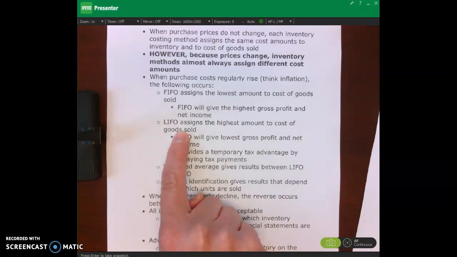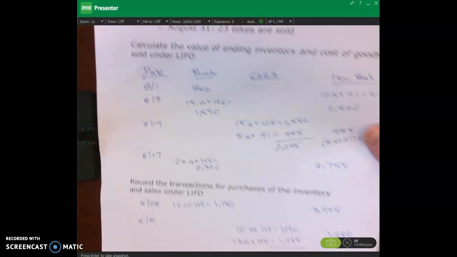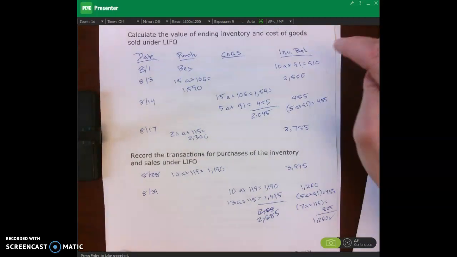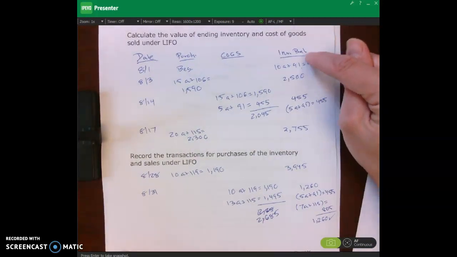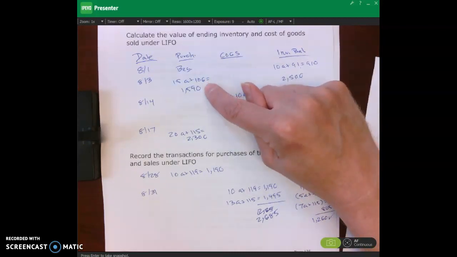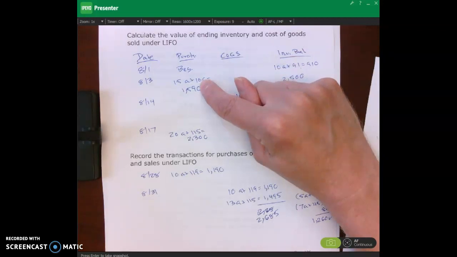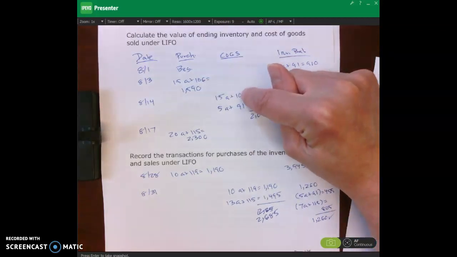LIFO, on the other hand, assigns the highest amount to cost of goods sold. Well, let's look at LIFO, what we did on page 125. Look at what's happening, right? Again, the prices are rising. So which ones are we saying that we sold more of, right? On cost of goods, on the 14th, we're saying we sold the most recent inventory first. Well, if prices are rising, the most recent inventory is the most expensive. So our cost of goods sold goes up.